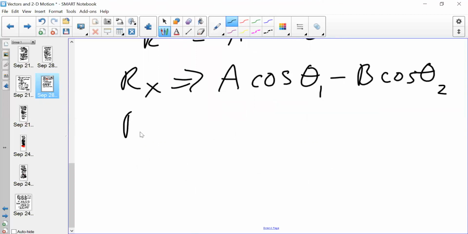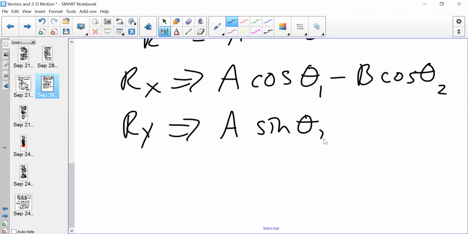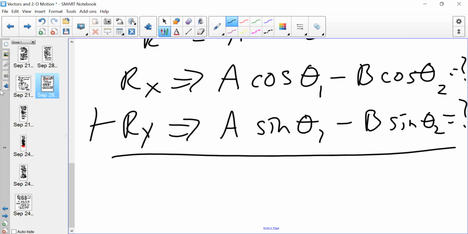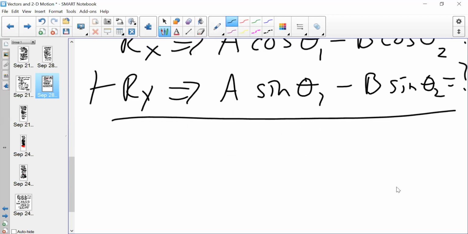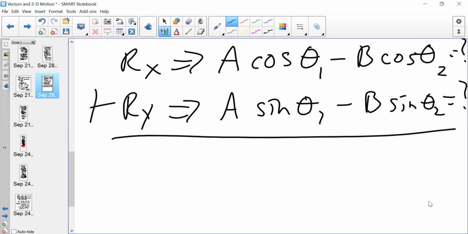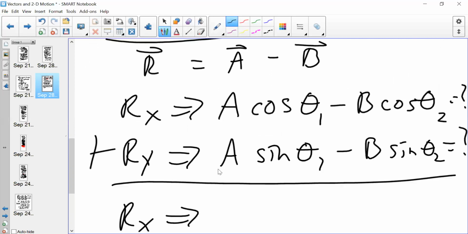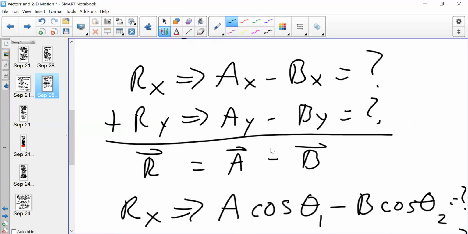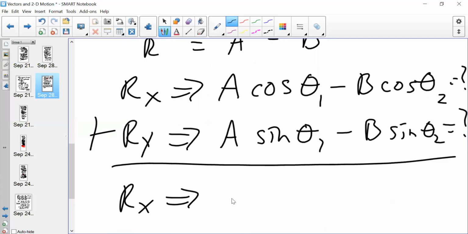So Ry then would be A sine theta 1, and so on. We're trying to get those, etc. So we're adding. This addition will be the addition of subtractions. Right. So again, our x, getting my numbers here, 13 at 35: 13 cosine 35 minus 17 cosine 75. Got it?